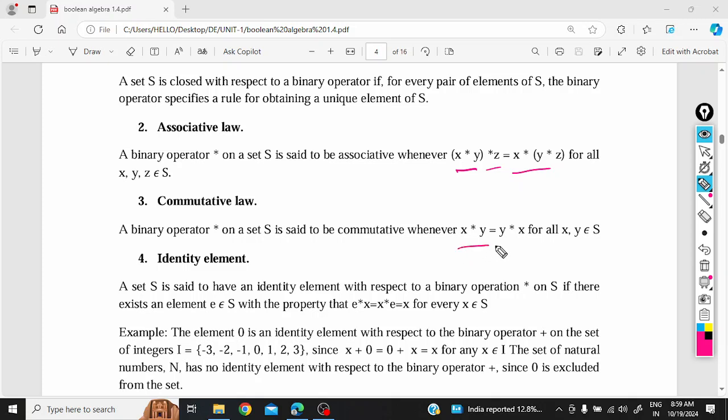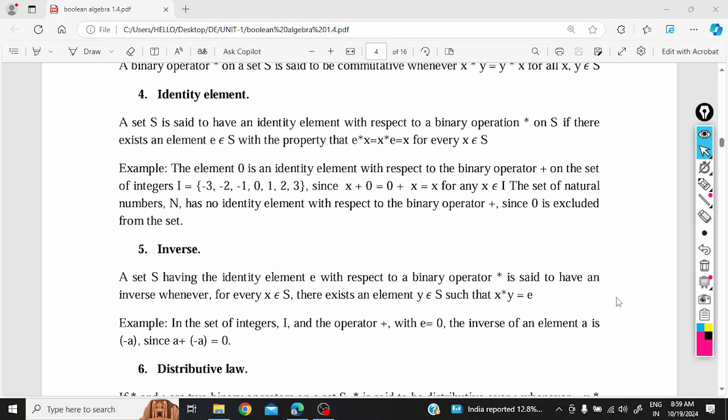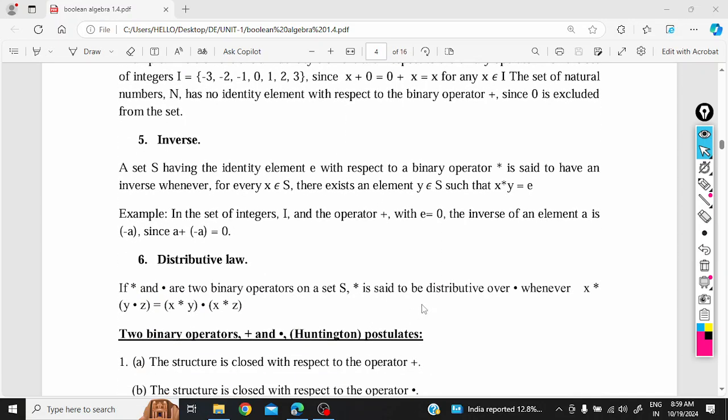The commutative law states that x dot y is equal to y dot x for all values of x and y. Coming to the identity law, it states that e dot x is equal to x dot e is equal to x. It means the same value I am going to get as output: if I give x as input, the output is also x. This kind of thing we call the identity law. The inverse law is a plus of minus a is equal to 0, which means when I add two different things, I get a 0 value.